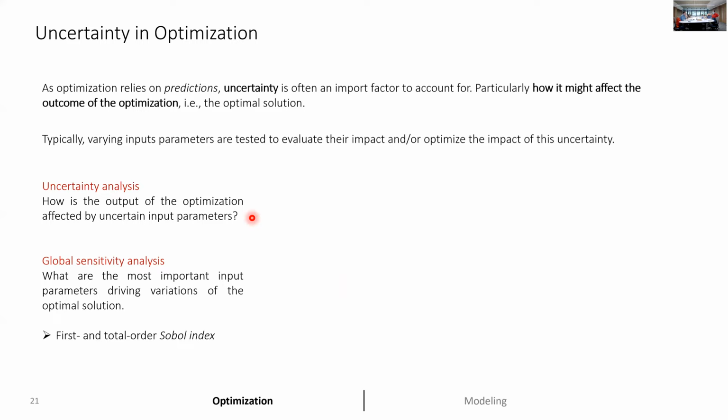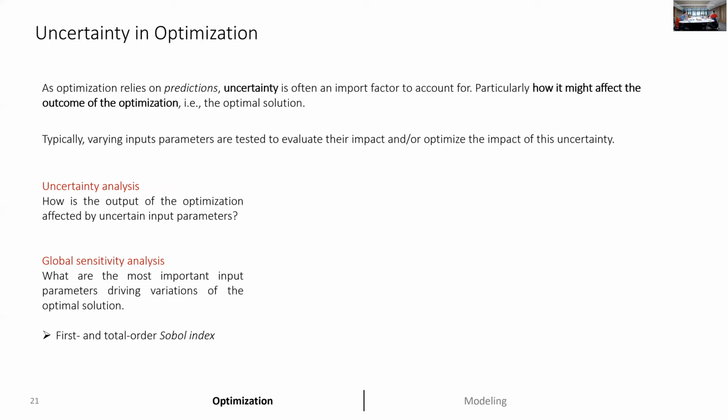So that is uncertainty analysis, which tries to answer the question: how is the output of the optimization affected by uncertain input parameters? And then you have the notion of global sensitivity analysis, which relies on a similar approach, but tries to answer the question: what are the most important input parameters that are driving the variations of the optimal solution? And so that's the difference between a first order and a total order Sobol index, where here you're just trying to see how one parameter might be affecting the output and how different sets and combinations of parameters might affect each other.